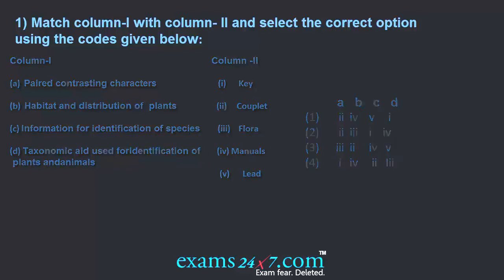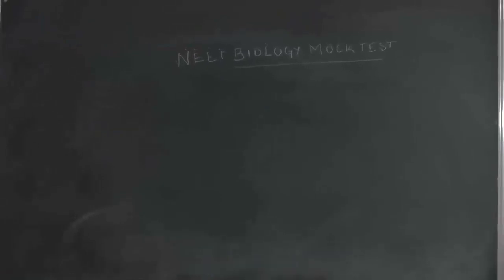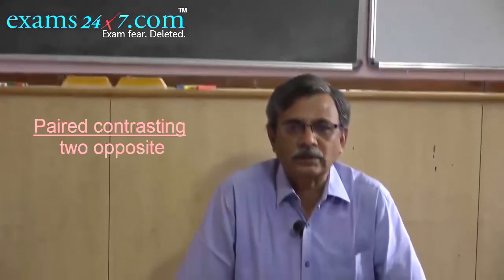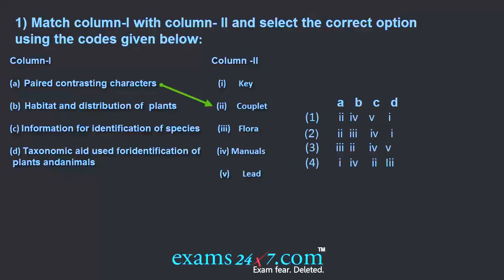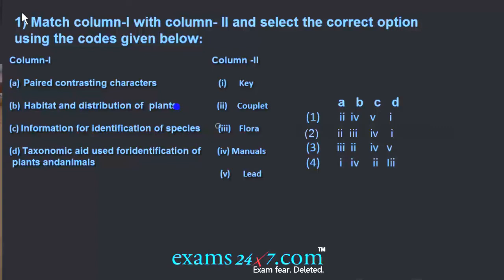A. Paired contrasting characters. Paired contrasting means two opposite. Thereby, it should match with the word couplet. So, A is matching with 2. And then, habitat and distribution of plants. I hope all of you know, habitat and distribution of plants relates to flora. Whereas fauna relates to habitat and distribution of animals. Here it is plants, thereby it is flora, it matches with 3.